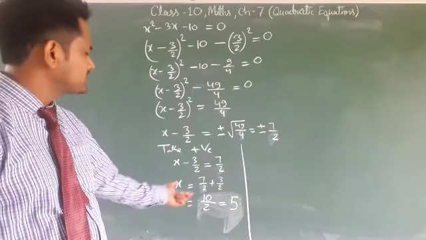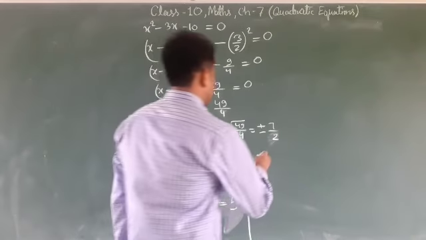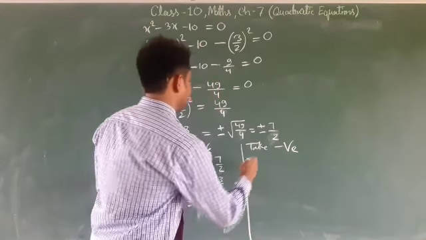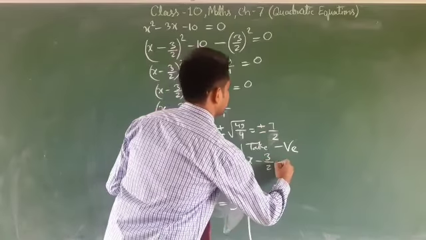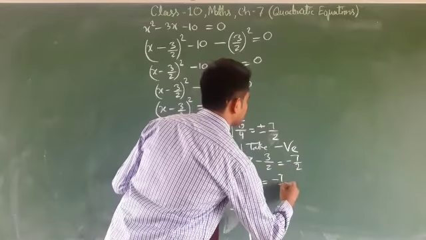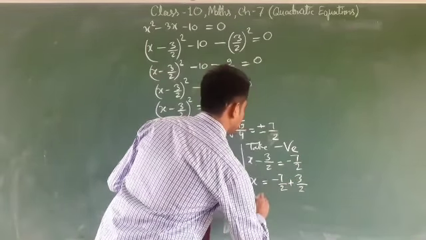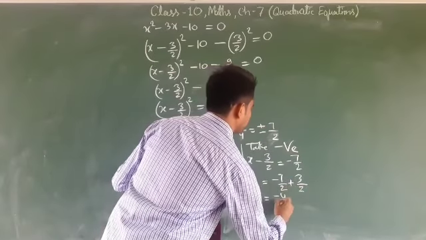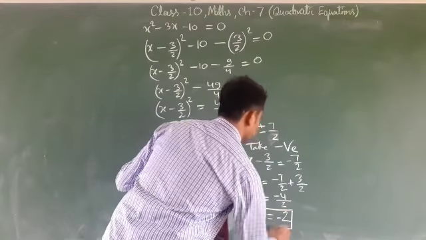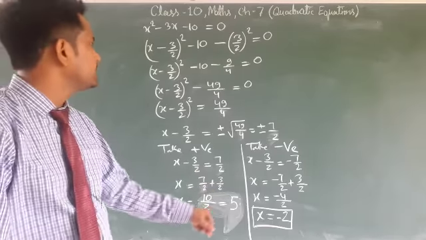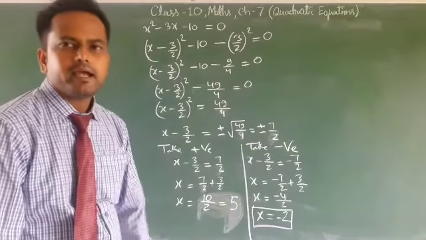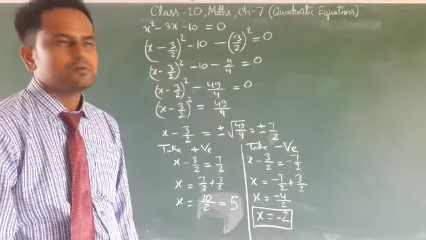Here the value of x will be 5, and if we take the negative sign, then x minus 3 by 2 is equal to minus 7 by 2. Transpose minus 3 by 2, then it will become plus 3 by 2, and we will get minus 4 by 2, that is minus 2. So here the values of x are 5 and minus 2. 5 or minus 2.